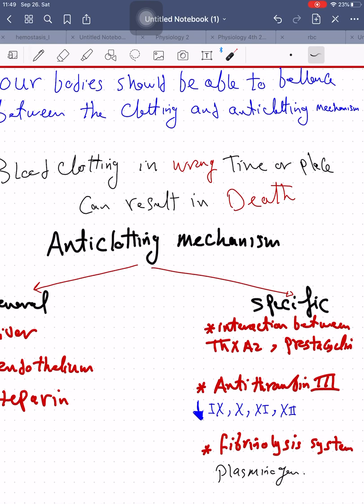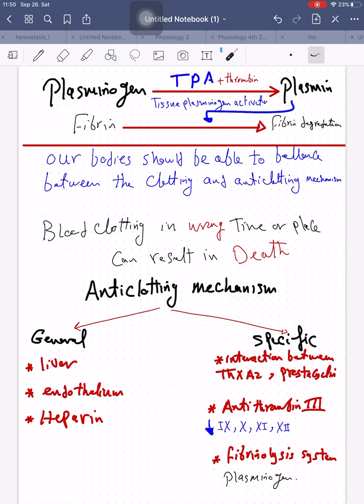We have something called antithrombin 3. Antithrombin 3, remember, I call it a wrong name, because you will think antithrombin 3 is the one which inhibits thrombin. That is wrong. Antithrombin 3 is the one which will inhibit many blood coagulating factors like number 9, number 10, 11, 12. And the third mechanism of a specific anti-clotting mechanism is the fibrinolysis system, what we explained here about plasminogen and plasmin.